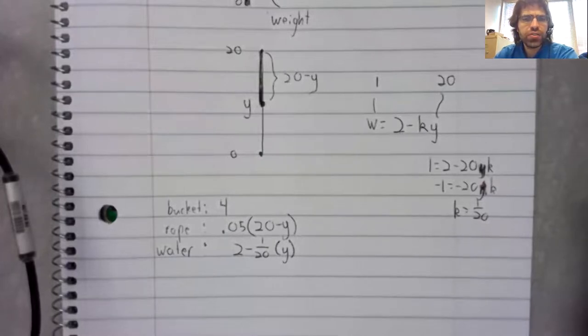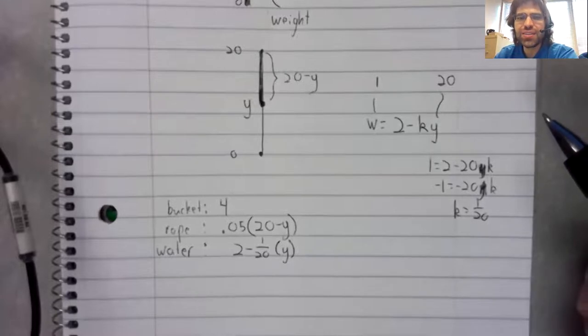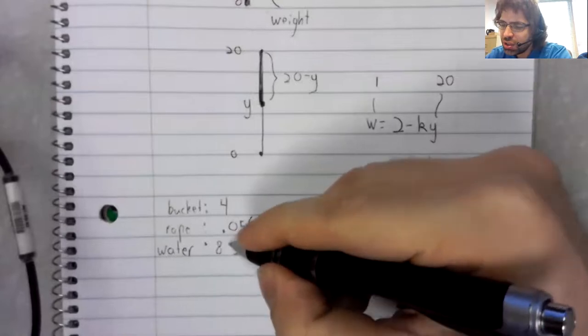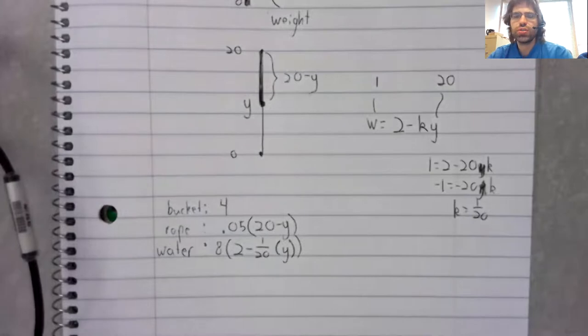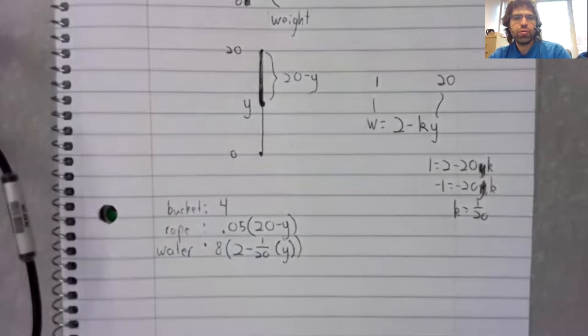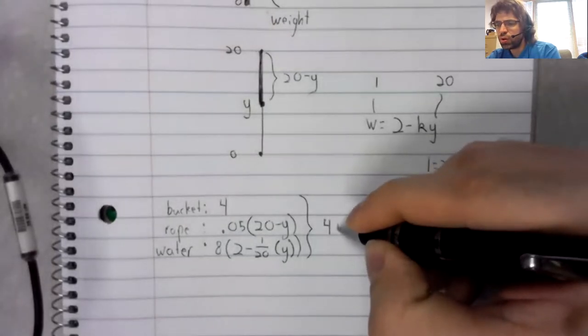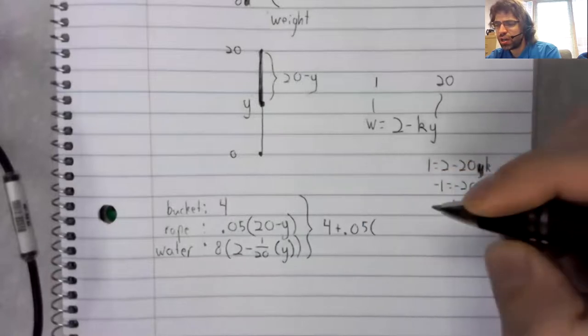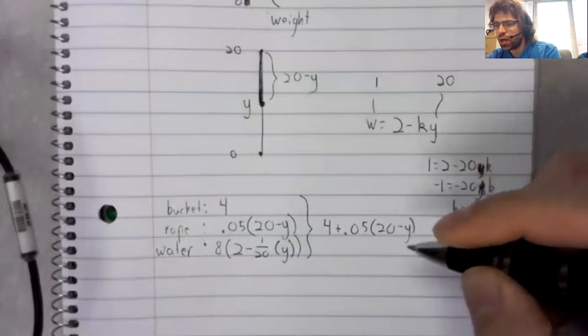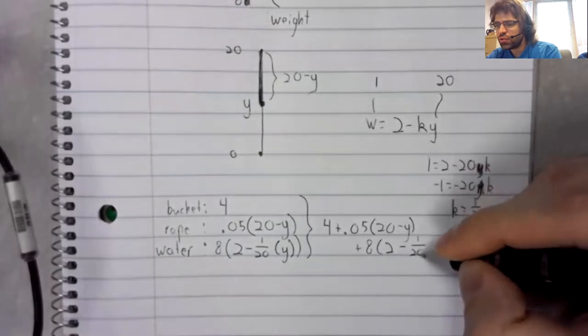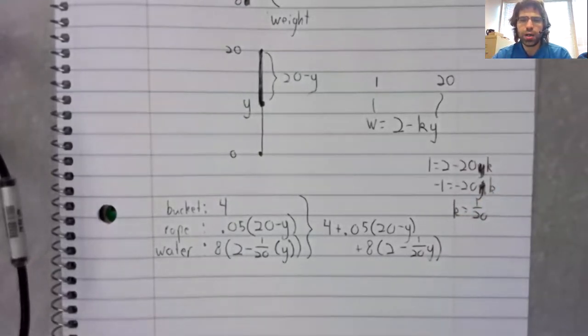If 2 gallons is 16 pounds, then 1 gallon is 8 pounds. So the number of gallons times 8 ought to be right. And therefore, the total weight should be 4 + (20 - y) × 0.05 + 8 × (2 - 1/20 y).